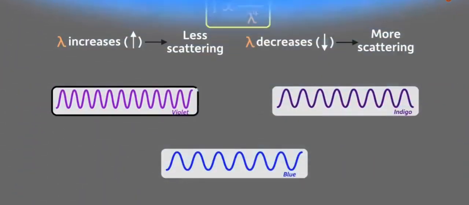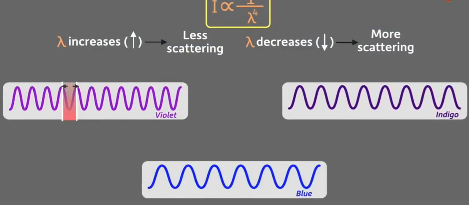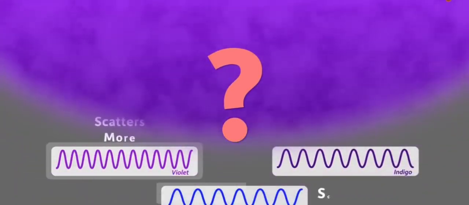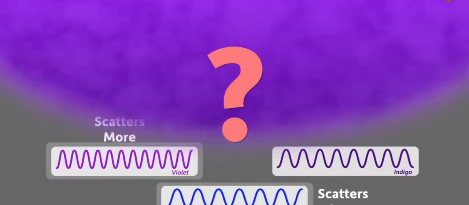But wait, the violet light has the smallest wavelength. Then why doesn't the sky appear violet or even indigo for that matter? It is true that the sky scatters the violet light more than the blue light. However, we don't see a violet sky, do we?